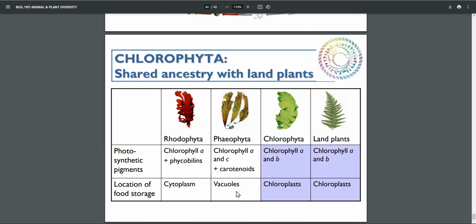So that is laminarin, while Rhodophyta, red algae, use chlorophyll A and phycobilins and store food as Floridian starch, stored in the cytoplasm. So that is the end for algae.